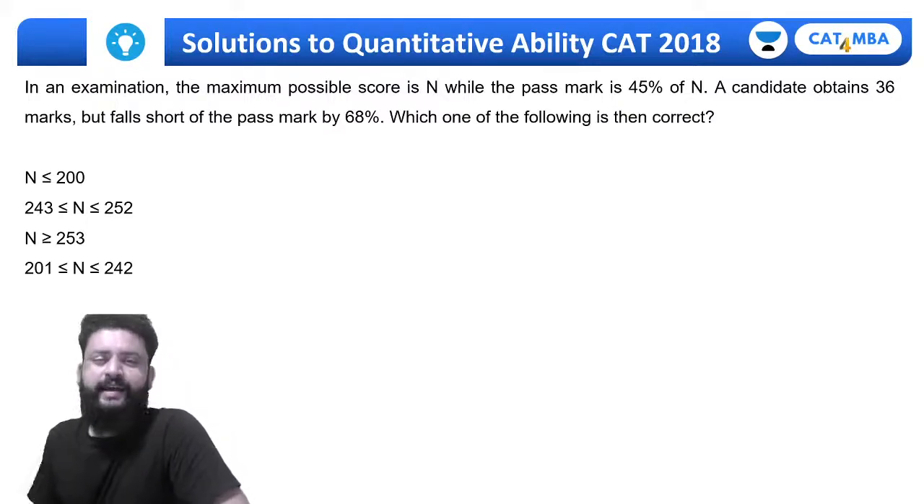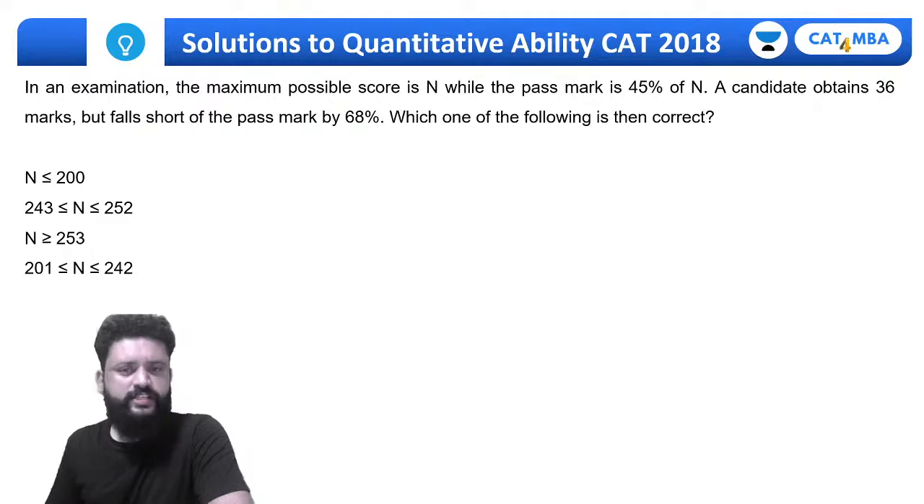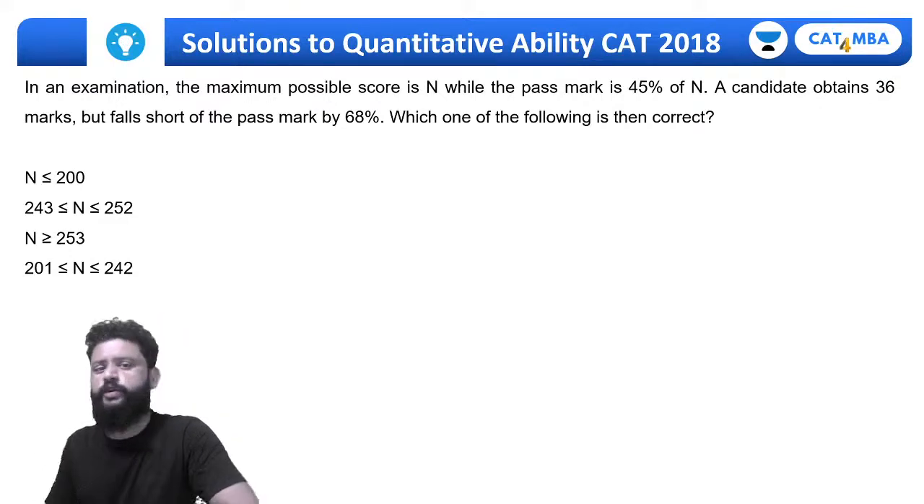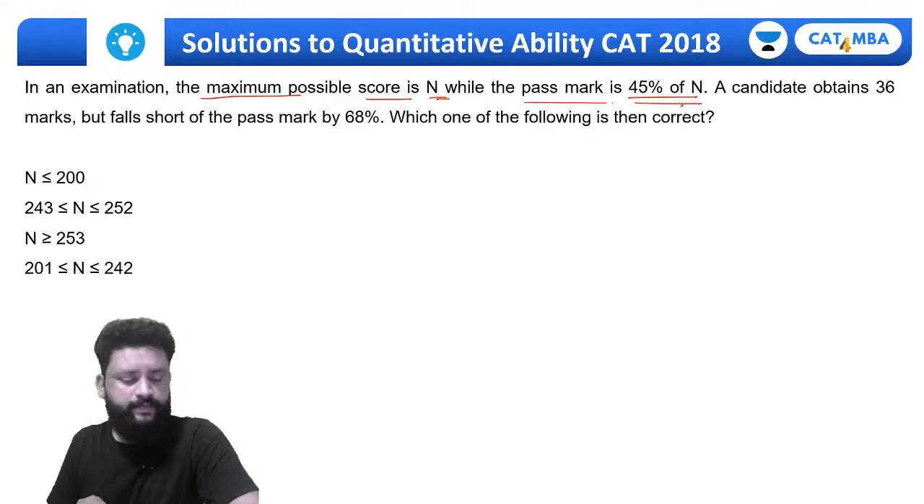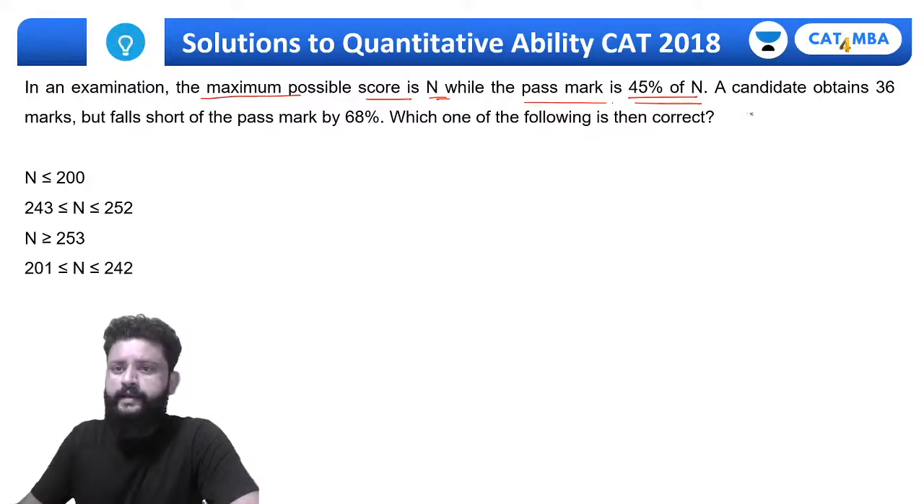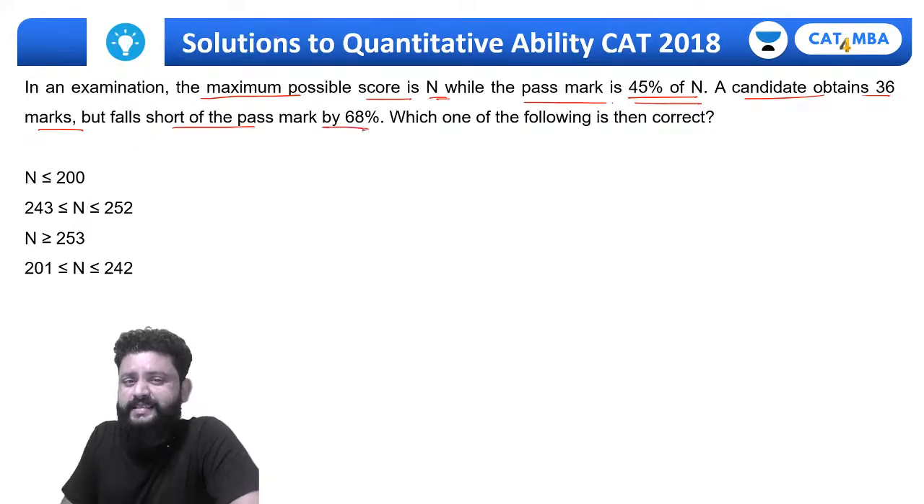Okay, this one was quite a trial and error based question. If you can approximate and your basic percentage is good, then this was definitely a question to be done within a minute. In an examination, the maximum possible score is n, while the passing marks is 45% of n. A candidate obtains 36 marks, but falls short of the pass marks by 68%.